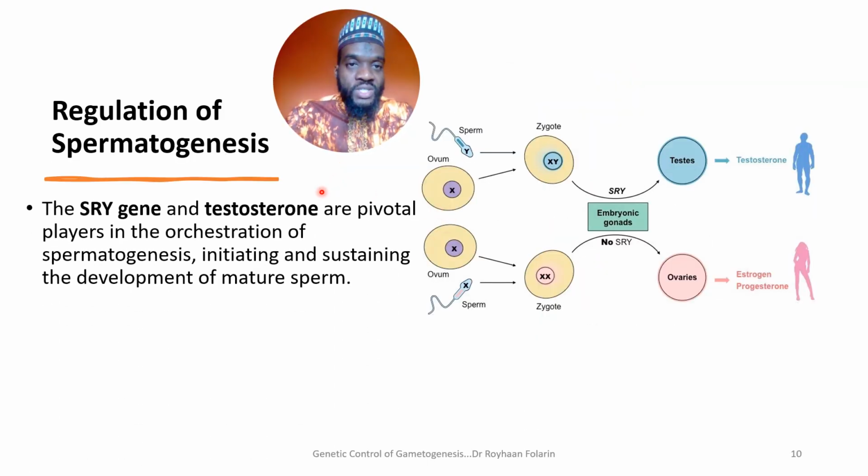So spermatogenesis now, the SRY gene stands for sex determining region Y. It's a gene that is located on the Y chromosome, and it's found not only in humans. Generally, it's found in mammals, including humans. And the SRY gene plays a very crucial role in the determination of biological sex, specifically in the development of characteristics that make one a male.